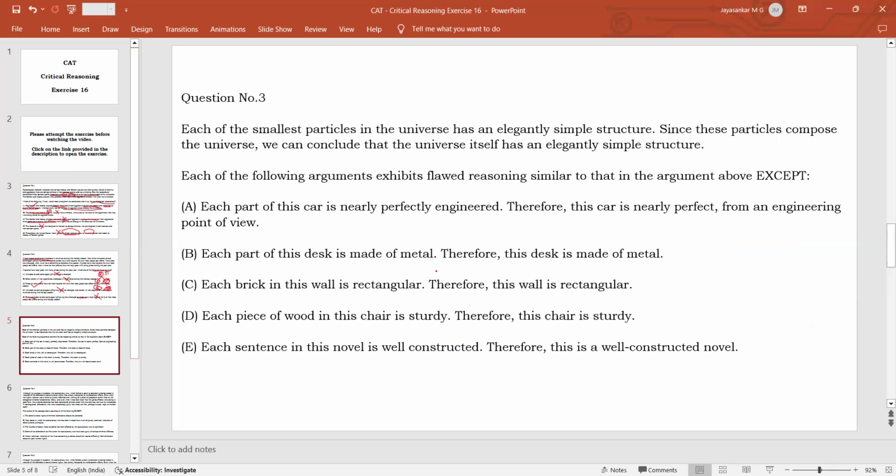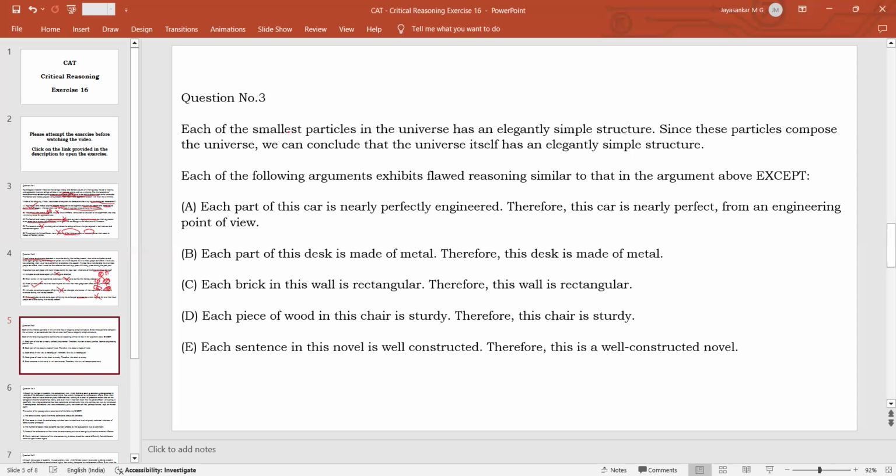All right, this question is talking about the structure of some components, and how when these components are arranged or combined together to form a big thing, that structure will remain the same. The passage says that whenever some particles which have a particular structure or character are combined together to form a large item, then the large item will also have the same structure or character of the components. So this is the logic, and this is a flawed logic.